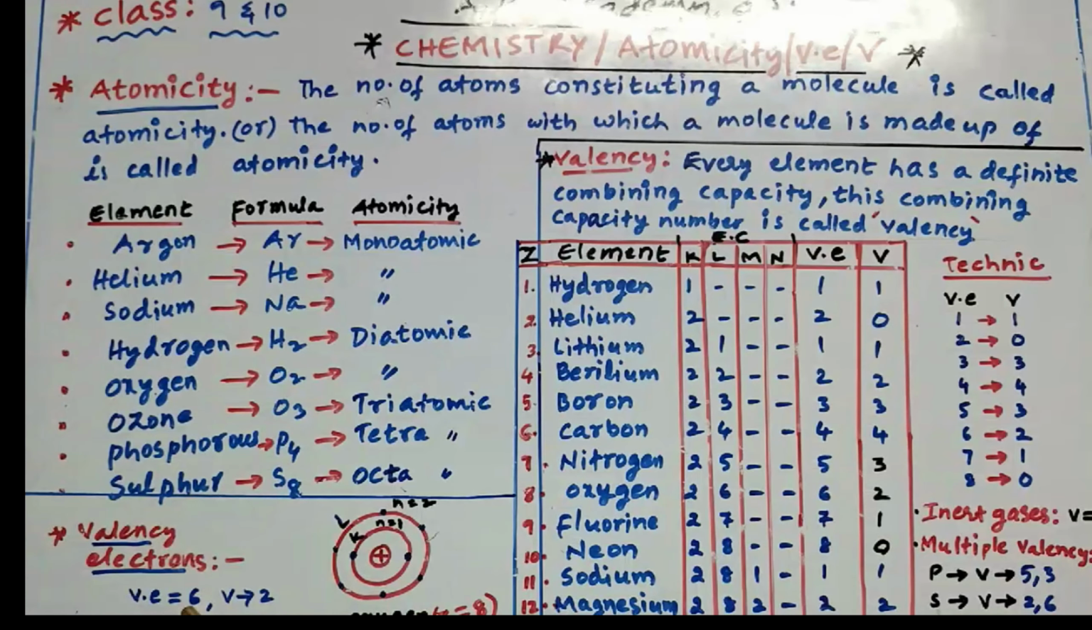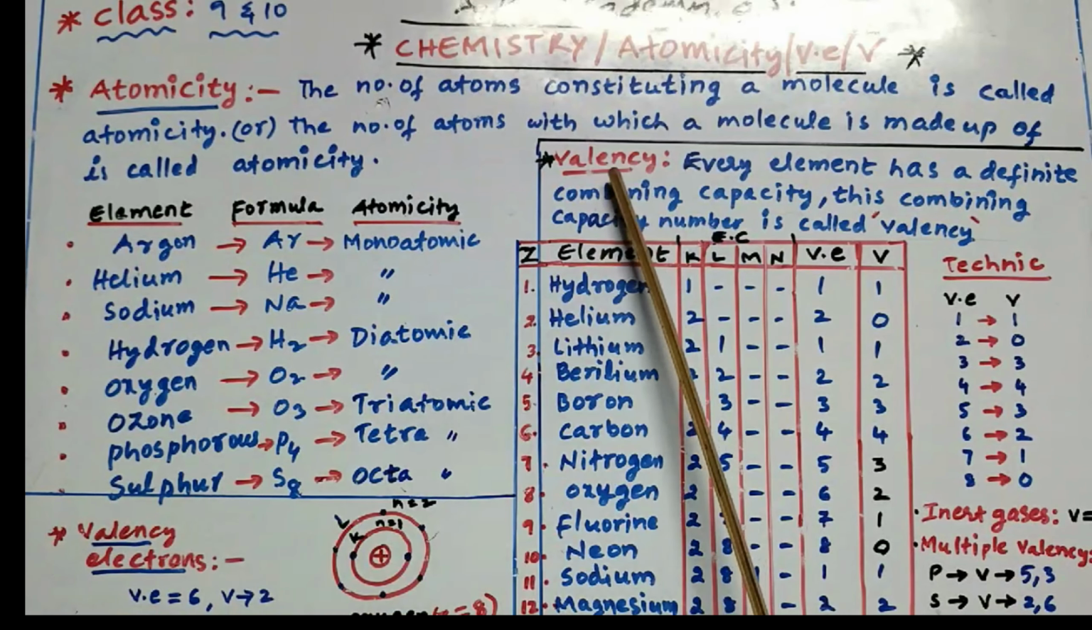So its valence electrons are 6, and the valency of this one is 2. Valency we will understand later. Valence electrons means the outermost shell electrons present in an atom. For this oxygen, the outermost electrons are 6, so valence electrons are 6, children. Similarly, by distributing the electrons in each shell, we can find the valence electrons.